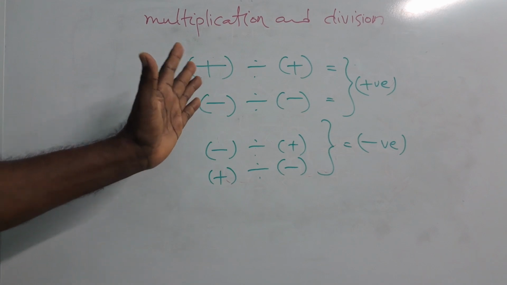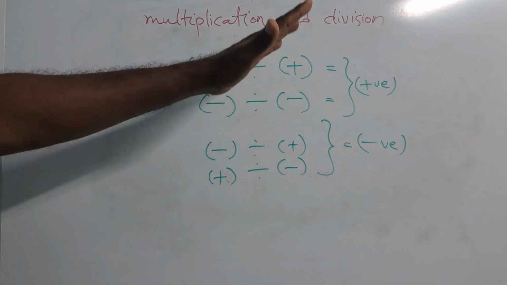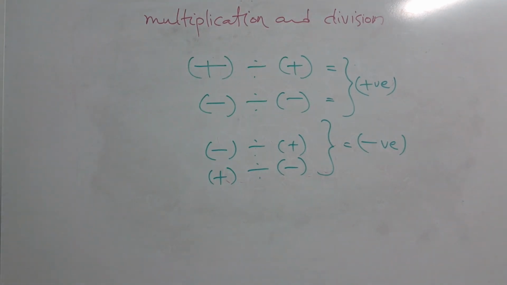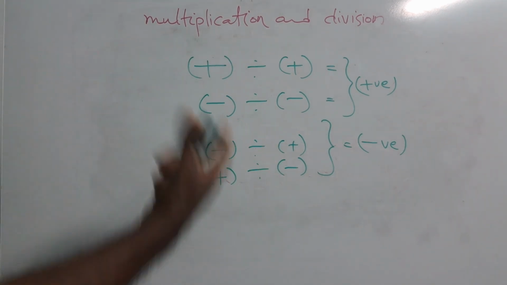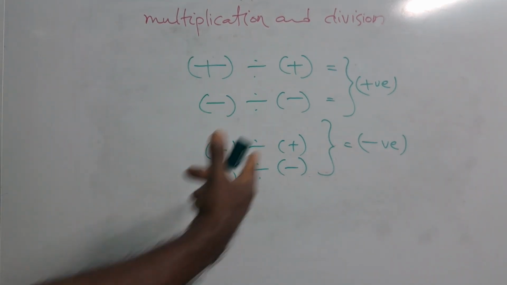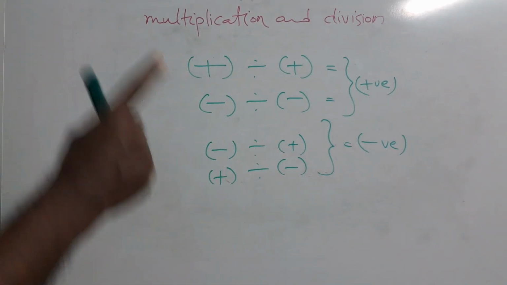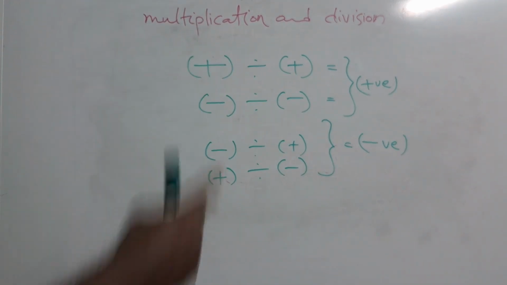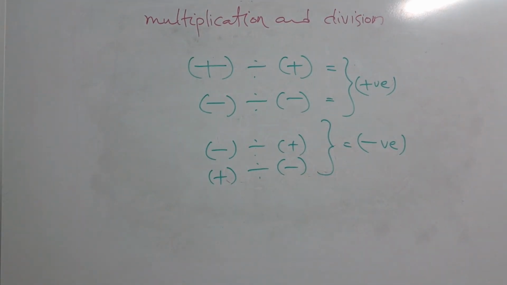Same sign divided or multiplied, the answer is positive. Numbers having different signs, multiplied or divided, the answer is negative. This is for two numbers. When we multiply or divide, we consider two numbers at a time.